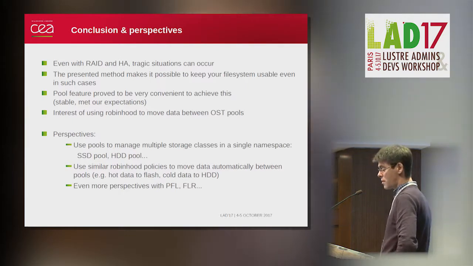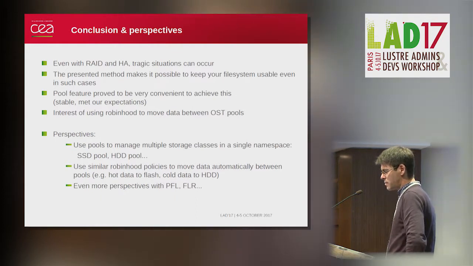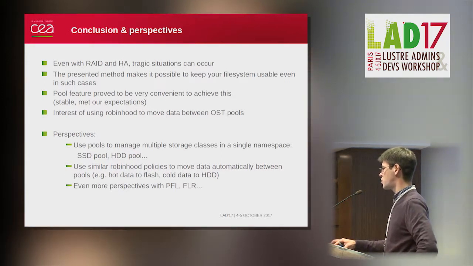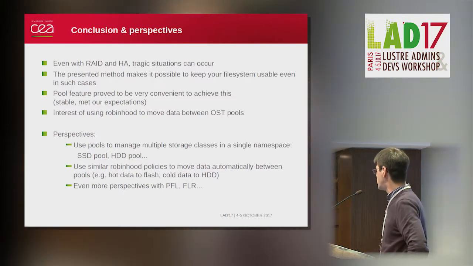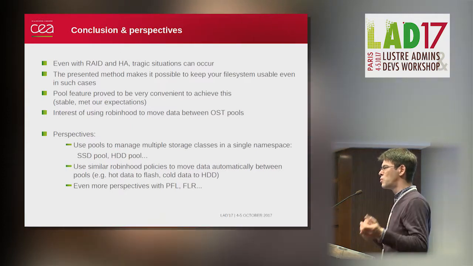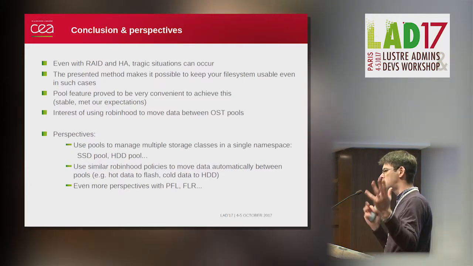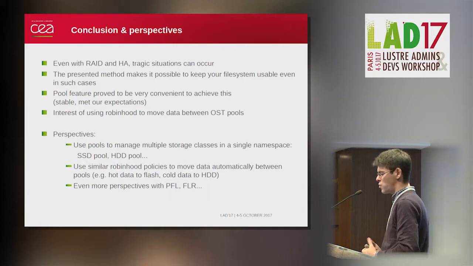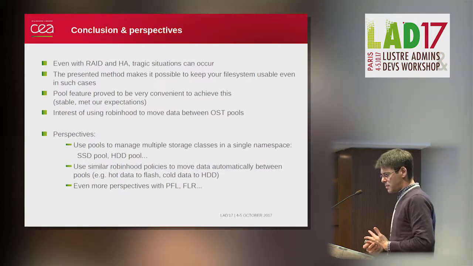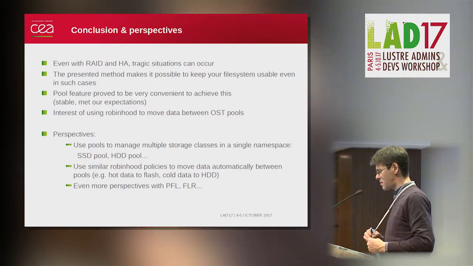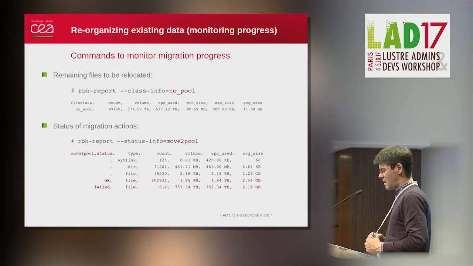This is also an example of using Robinhood for pool-to-pool migration. It's interesting that we have the perspective to use such policies for migrating data. So in this example, we moved a file from no pool to another pool, but we could imagine applying this for moving from an SSD pool to a hard disk drive pool. And of course, there are even more perspectives with FLR and progressive file layout.